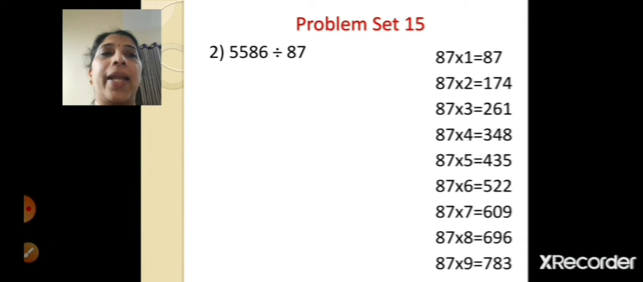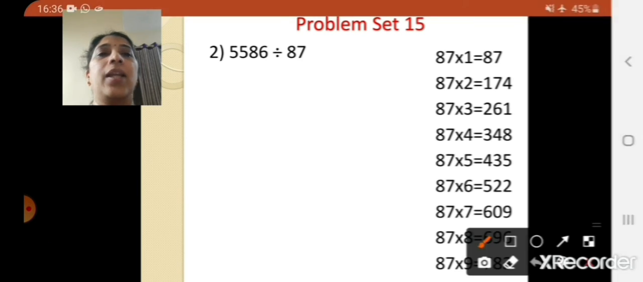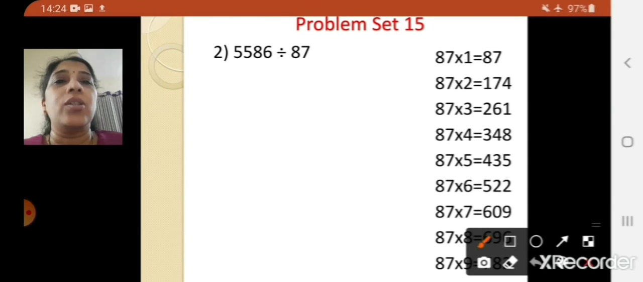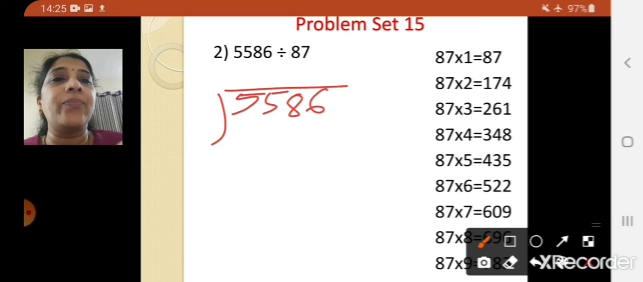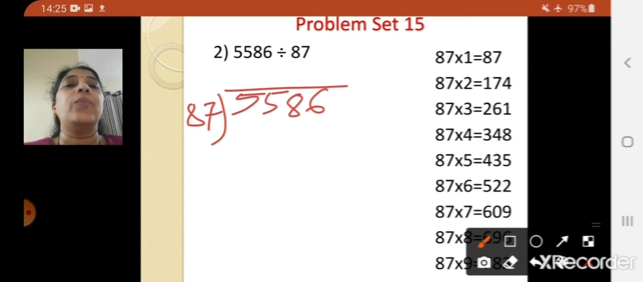5586 divided by 87, right? So again, the 87 table you will write on the right hand side. Now let's start the division. 5586 divided by 87. Now 55 you cannot divide by 87, right? So we will take the number 558. Now in 87's table, just see where 558 is.